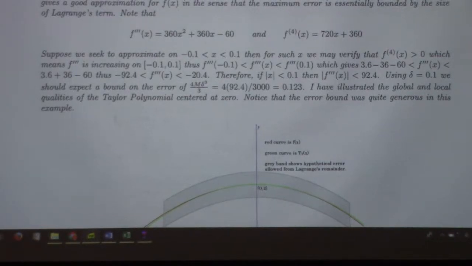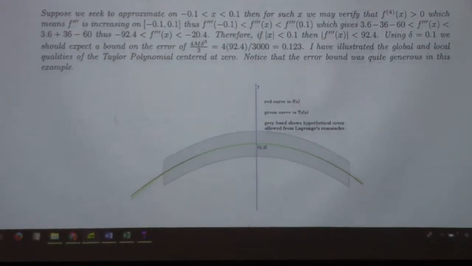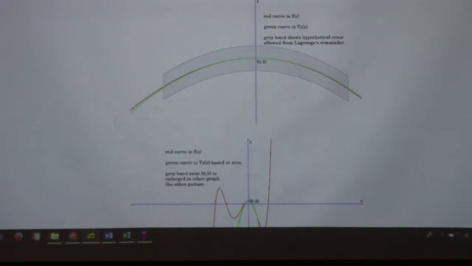That's a pain to actually go through those details, but here's a picture of it. This is a zoom in to 0, between plus or minus 0.1. This gray is the maximum size of the remainder for the second Taylor polynomial. And here's an actual picture. The graph of the function is red. The graph of the second Taylor polynomial is green. As you can see, we're well within my claimed tolerance.